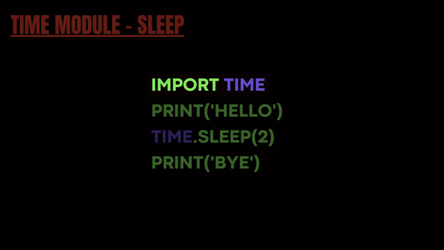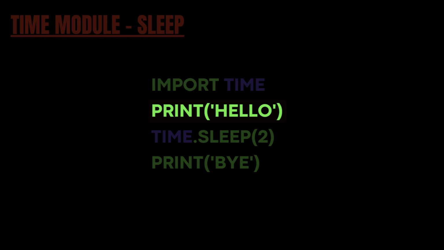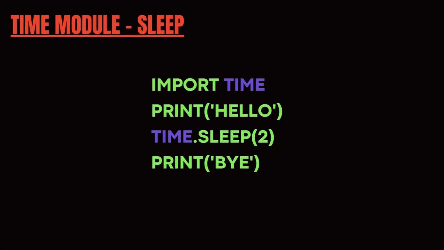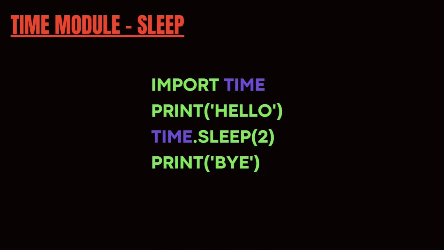For example, on the first line we are simply importing the time module. Then, on the next line we simply print hello. Then, on the third line we are using the sleep function in the time module. This function will pause the code for a few seconds. And we can pass in a parameter, which will be a number, to say how long we want to pause for. So, when we run the program, it will print hello, then after 2 seconds it will print bye.